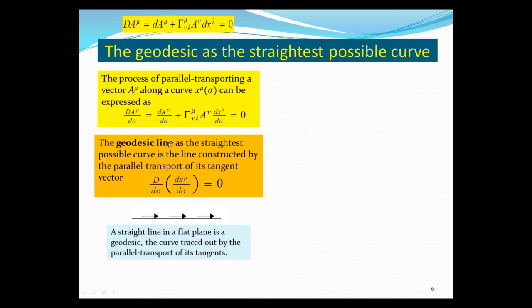Now we can view the geodesic as a straight line, as the line constructed by parallel transport of tangent vectors. A here is replaced by the tangent dx. And you say, well, why is this a definition of a straight line? Well, you take the ordinary flat space we're familiar with. We have a line. If you parallel transport a tangent, you trace out a straight line. So that's one way you can understand the straight line as a parallel transport of a tangent vector.